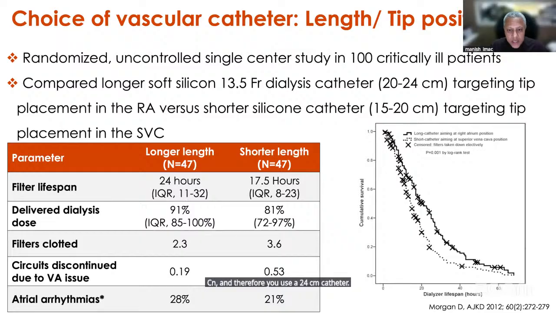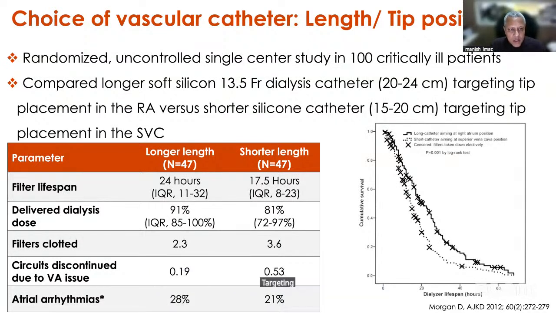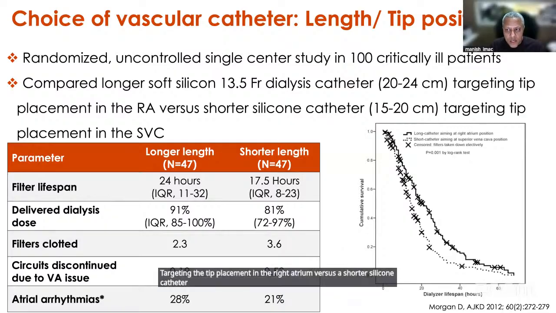Why is appropriate positioning, or a longer and deeper catheter positioning, important? Yes, it is. Like was shown in this study, wherein they compared a 20 to 24 cm, 13.5 French silicone catheter targeting the tip placement in the right atrium versus a shorter silicone catheter, 15 to 20 centimeters, targeting the tip placement in the SVC.